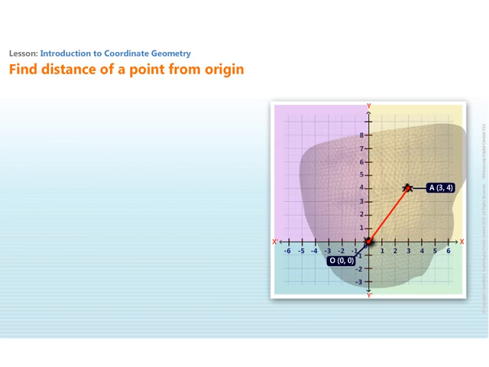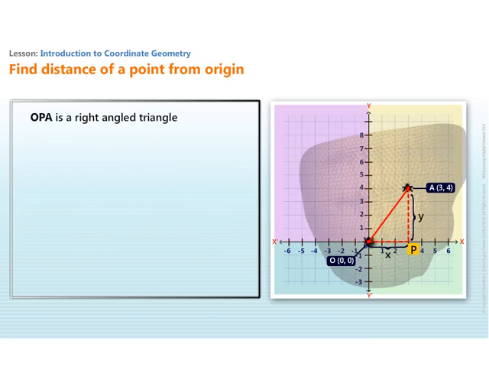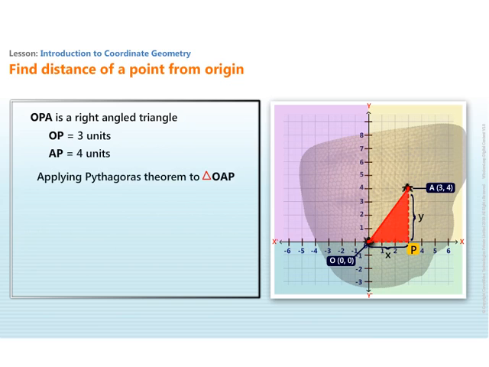To find this, let us draw a perpendicular from A to P, which meets the x-axis at P, where OP is the measure of its x-coordinate and AP is the measure of its y-coordinate. Therefore, OPA is a right-angled triangle with OP equal to 3 units and AP equal to 4 units. Applying Pythagoras' theorem, substituting the known values and simplifying, we get OA equal to 5 units.